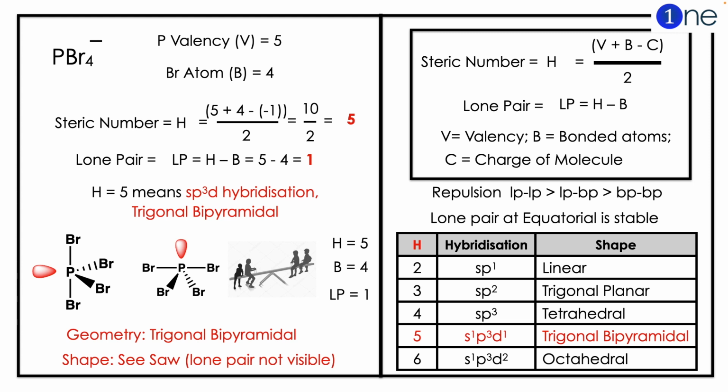Here we have a lone pair of electrons. The lone pair will be in the equatorial position. It forms a seesaw structure. A seesaw structure is the absence of an atom in the trigonal bipyramidal. So it will be like a seesaw. The structure of PBr4 minus is seesaw.